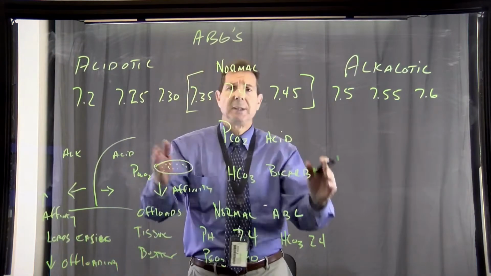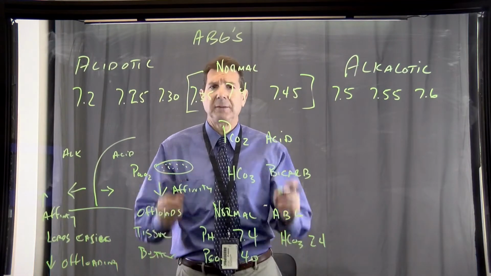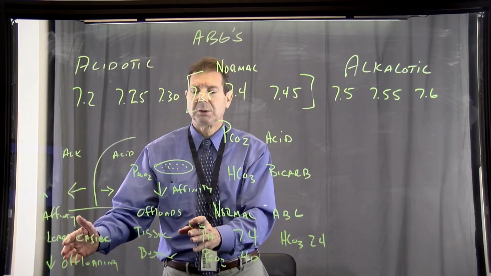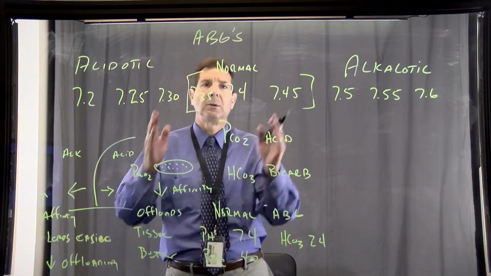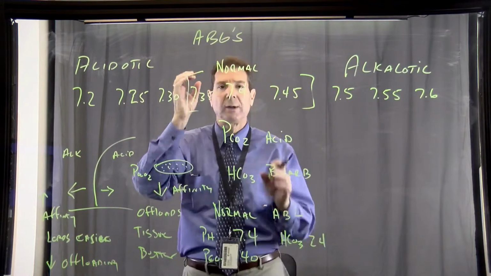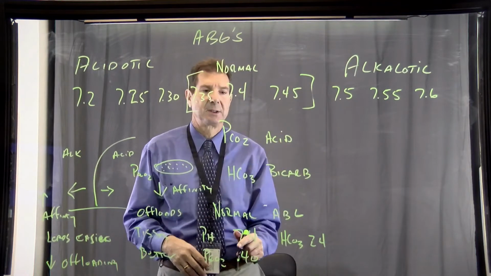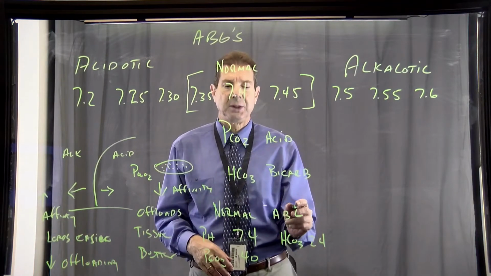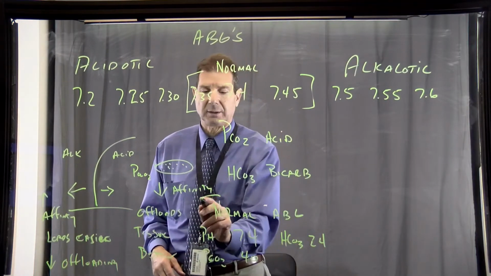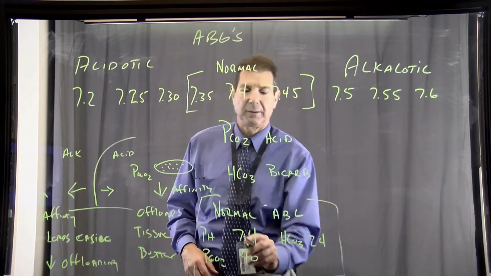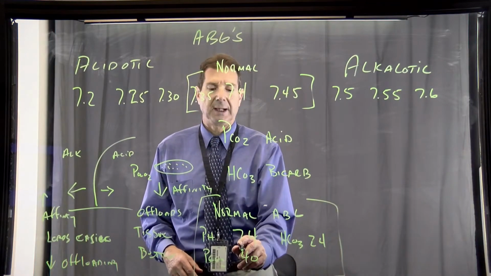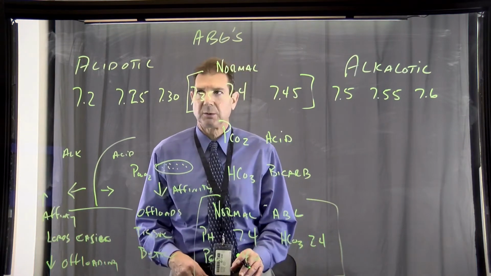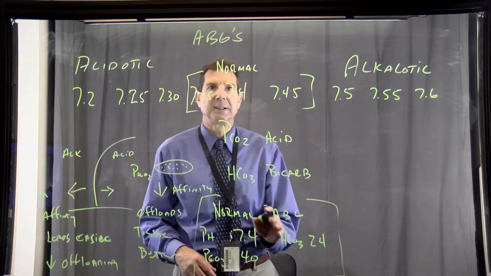So one of the main reasons drugs work better if you're at a normal pH, and tissue oxygenation, whether it offloads at the tissue level, has to do with ABGs and where we are on our acid-base status. So when we look at our ABGs, we have normal ABGs down here. We have a pH, we have a CO2, and we have a bicarb. We're not talking about oxygenation right now, we're just talking about acid-base balance.